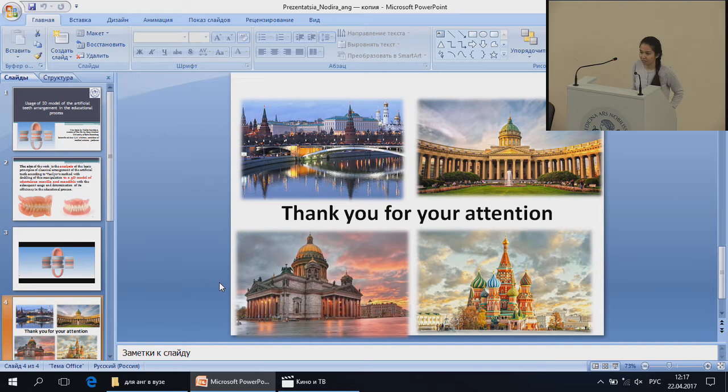So actually, when we started this work, it took about 2 years because we first had to check the knowledge of the students, and then we started to choose which topics are the most difficult for understanding and perception of the information. This is for the fifth year students: artificial teeth arrangement, and the connection between teeth and the jaw bones. It was the main topic that students didn't understand. So we decided to use an additional way of explanation.